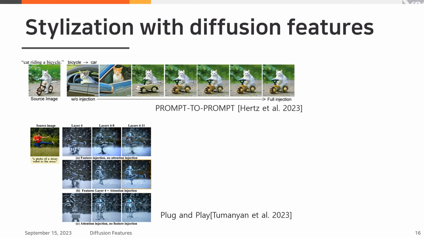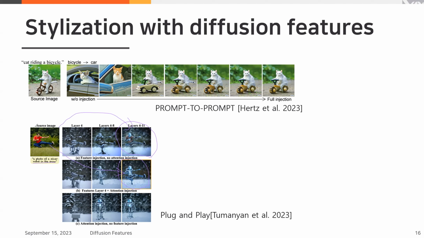So is full injection always desirable? Full injection is not always desirable for the image editing task, because this is more likely to be a photo of a silver robot in the snow. And this is more following the source image, which is not the wanted photo of a silver robot. But in the example above, full injection seems to have the best result.